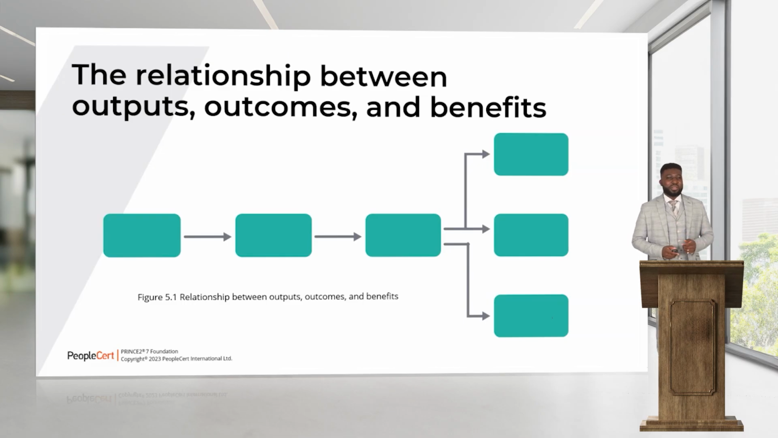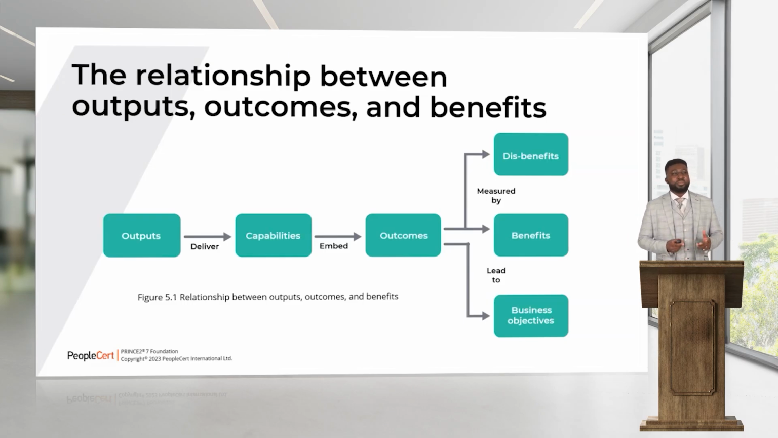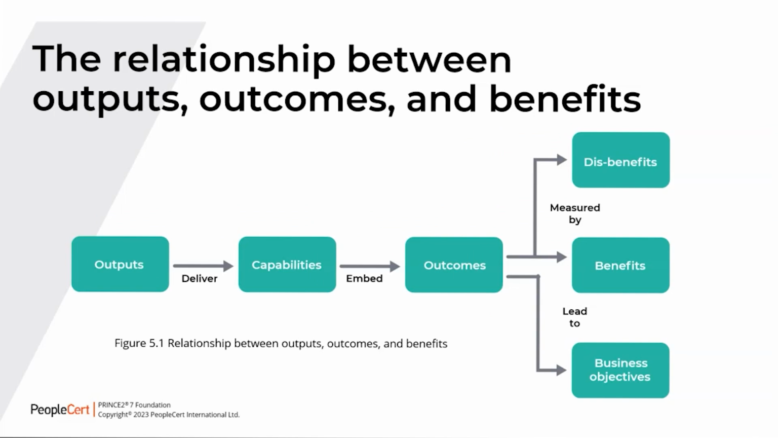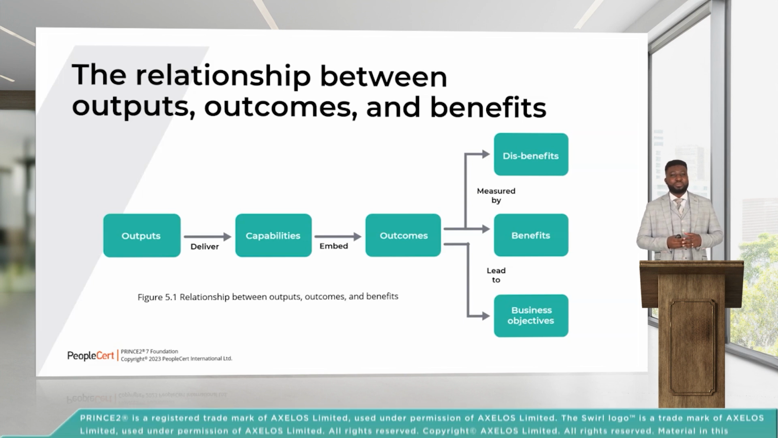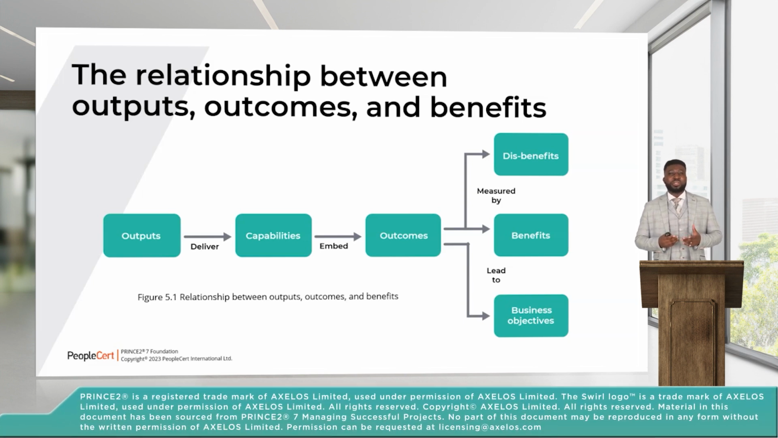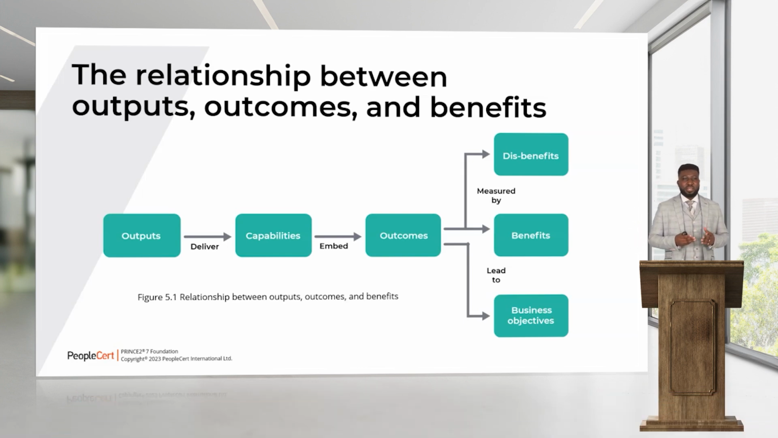By now, you're very familiar with this diagram. Remember that output is the deliverable that you're going to generate from the project. Capabilities are the new abilities that that deliverable will lend you. Outcome is the change that results from using that output. And we measure that change using benefits. We also consider disbenefits, which are the things that are certain and negative and a direct result of the output. So you can think of it as your disadvantages. And of course, we hope that the outcome will contribute to our business objectives.